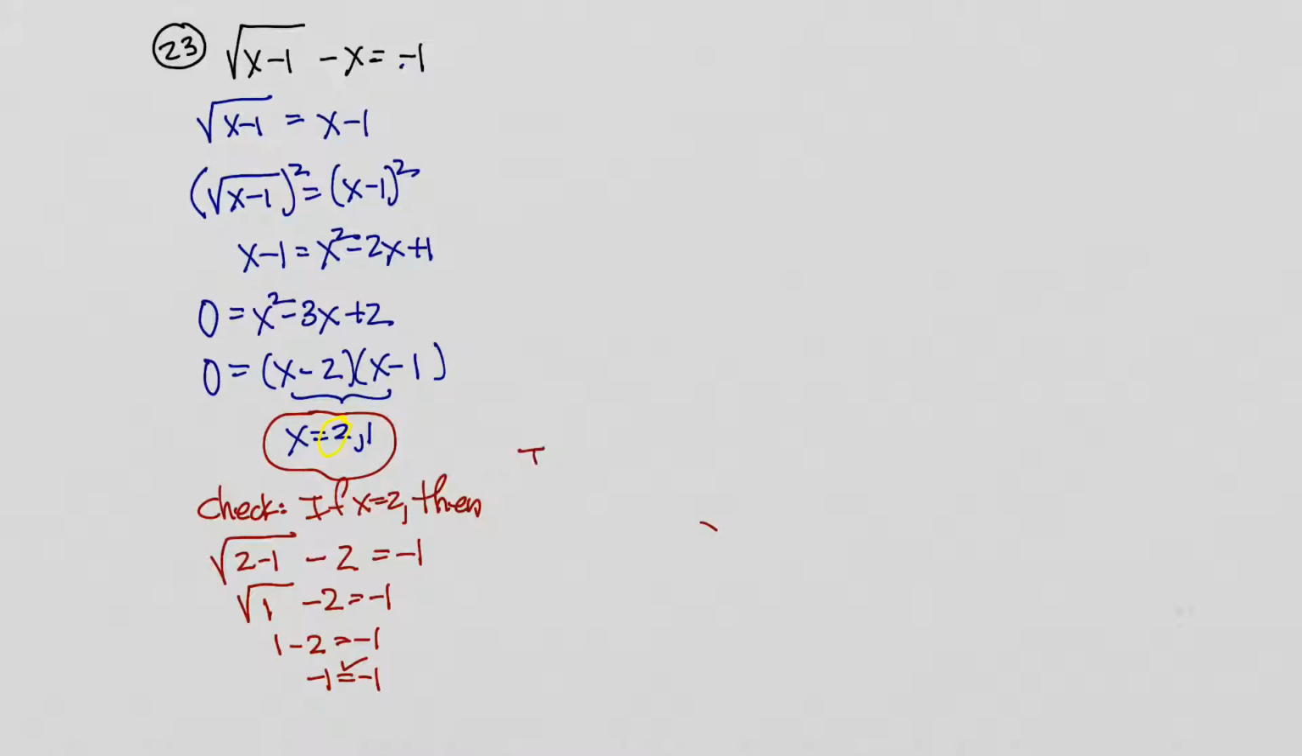And I'll say it this way. If x equals 1, then let's put that 1 all the way back up here in the original, here and here. Here's what we're going to get. How about square root of 1 minus 1 minus 1 equals negative 1, right? You see what I did here? I took that 1 and I put it here. So 1 minus 1, and then minus, I put it here, 1.